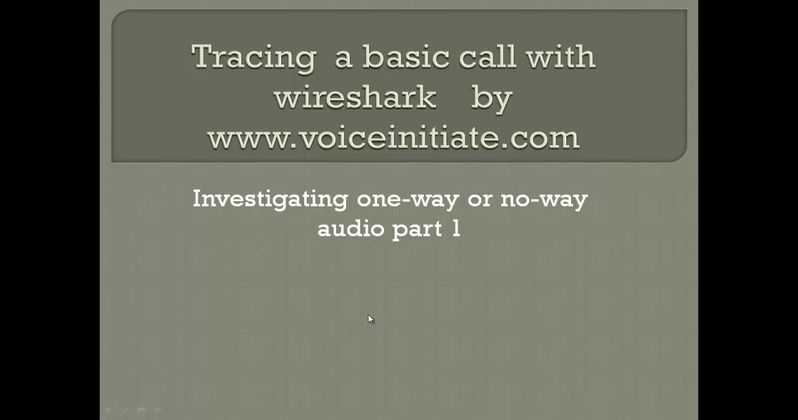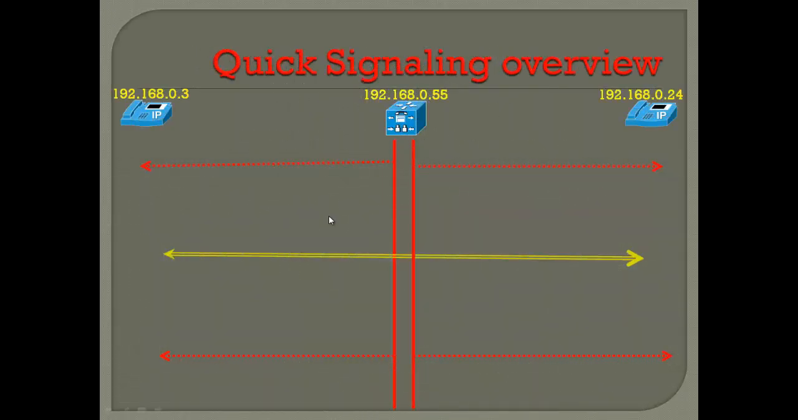Okay, before we move further, let's spend 1 minute to talk about what really happens in the background when two Cisco IP phones are talking to each other. Right, a quick overview of the call signaling and setup and call teardown. So basically, we have three entities in this call. We have the first phone, phone A, we have the call manager sitting in the middle, and we have the second phone, phone B, which is sitting at the other end.